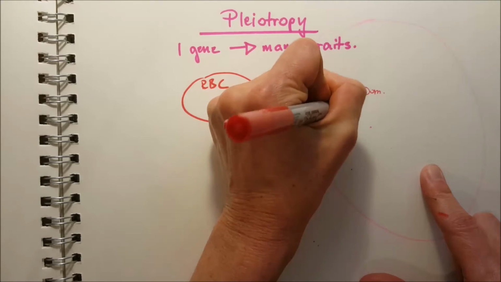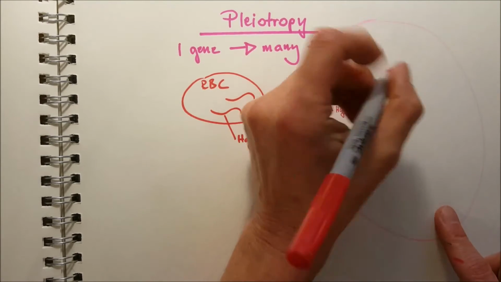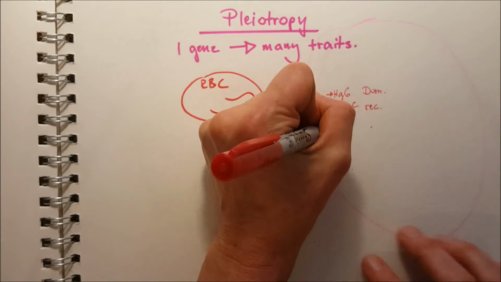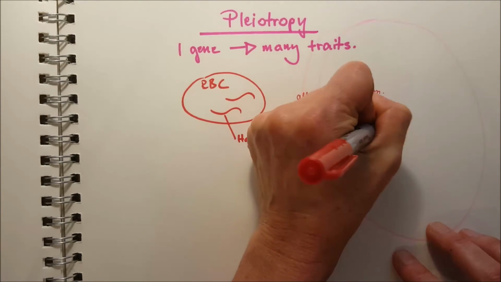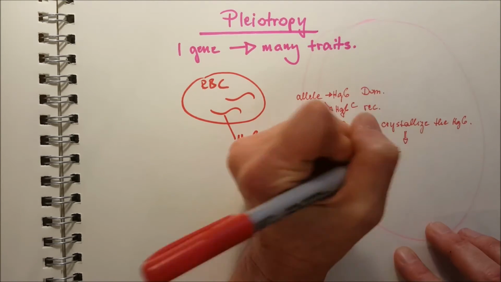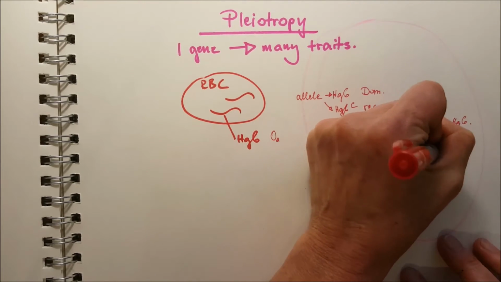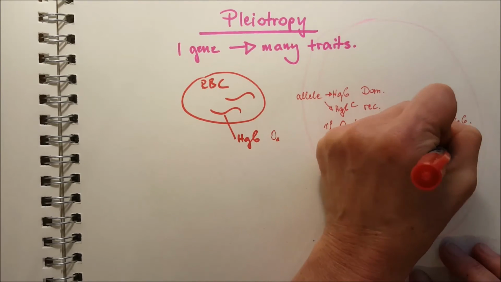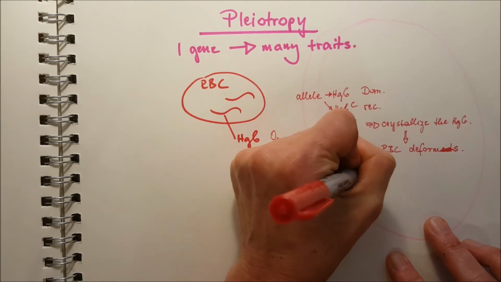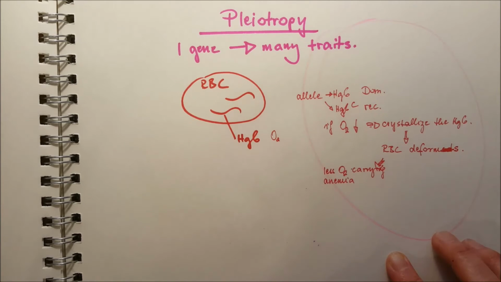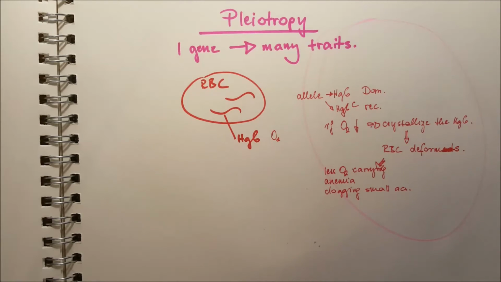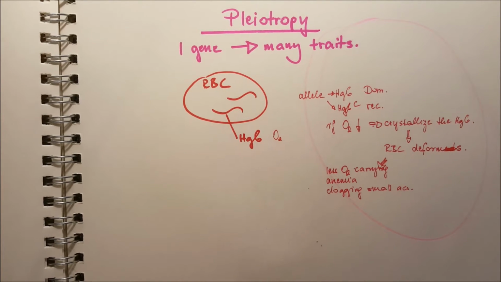The allele for normal hemoglobin is dominant, and there's hemoglobin C at the top. This is a recessive allele. That's mutant, actually. So, if the oxygen level is low in the blood, the hemoglobin C, the mutant hemoglobin, starts to crystallize, and the red blood cell deforms, turns into a sickle cell. Less oxygen carrying capacity will happen in the blood. The person will be anemic.